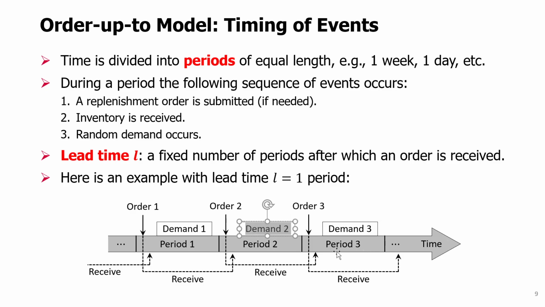And so on. You can see actually the time. So every order is received 1 week later, and the sequence of events within the period is always the same. Make an order, receive a previously ordered quantity, and then the demand for that period occurs.